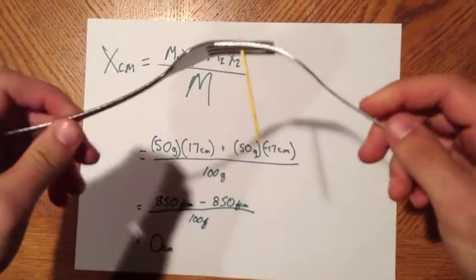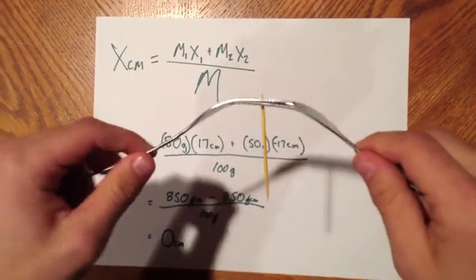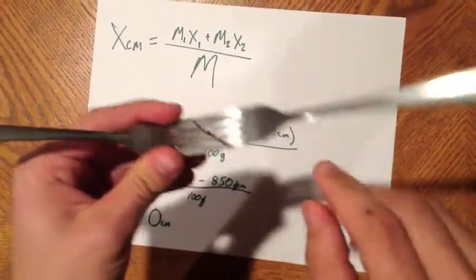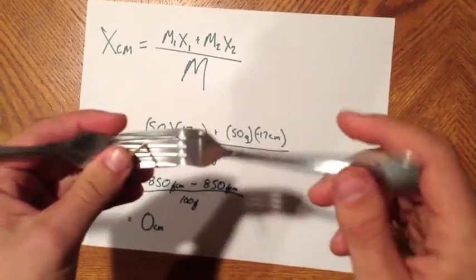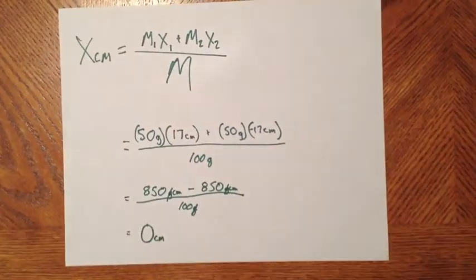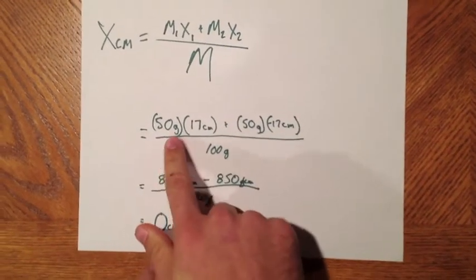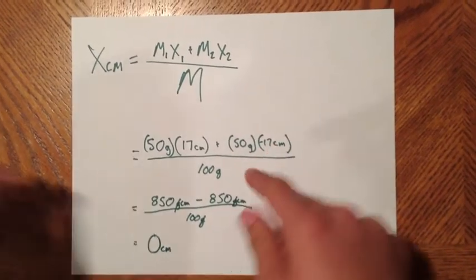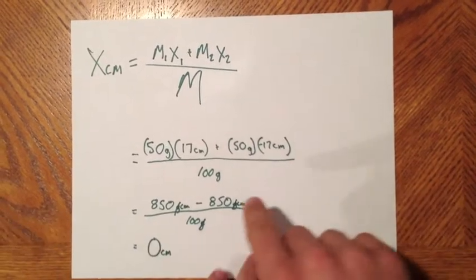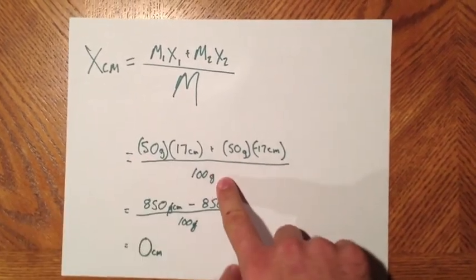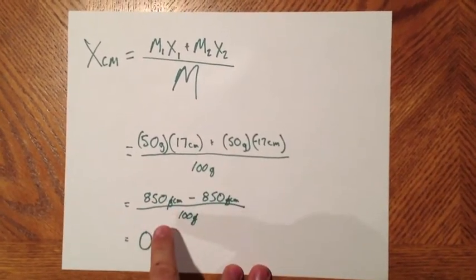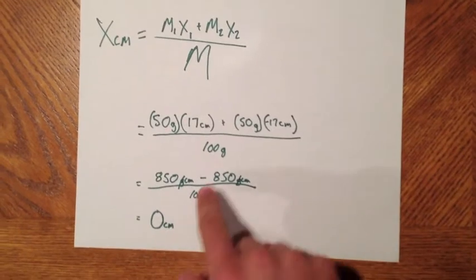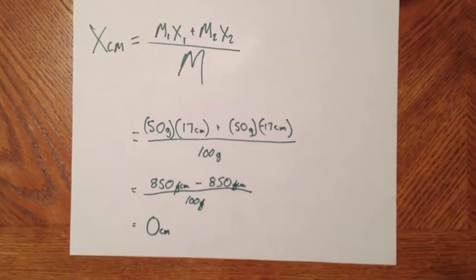In the experiment involving forks balancing on a toothpick, the forks are both the same mass, 50 grams, and the distance from the end of the fork to the toothpick is 17 centimeters. So if we plug those two variables into our equation, we get 50 grams times 17 centimeters plus 50 grams times negative 17 centimeters, because one is positive, one is negative, they're acting in opposite directions, divided by the total mass, so 50 plus 50 equals 100. Multiply that out, it's 850 gram-centimeters minus 850 gram-centimeters over 100 grams. The grams cancel out. 850 minus 850 equals 0. And we get 0 centimeters.